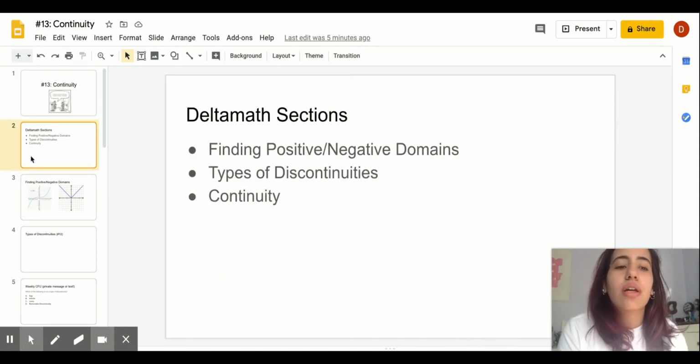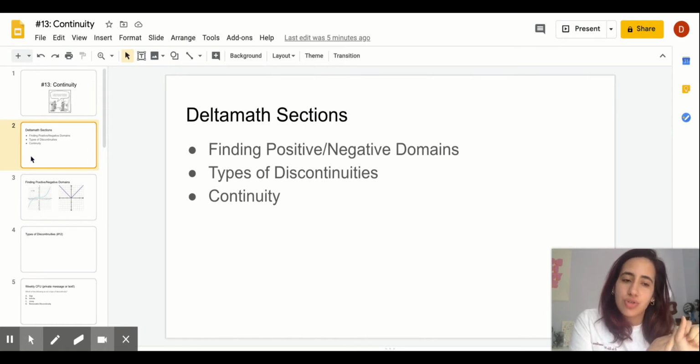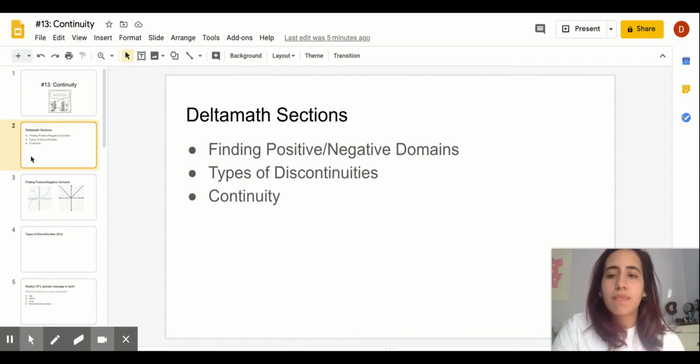So these three Delta Math sections for this assignment are: one, finding positive and negative domains, which you've already done; two, types of discontinuities, which you should have done last assignment on Thursday's assignment; and then three is what we're doing today, called continuity.